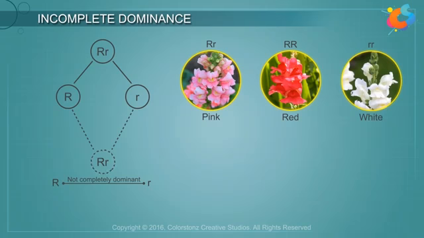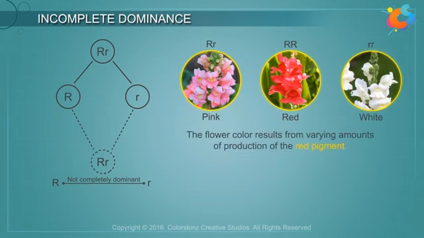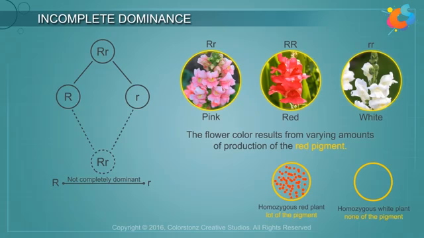In this case, the actual flower color, the phenotype, probably results from varying amounts of production of the red pigment. The homozygous red plant produces a lot of the pigment. The homozygous white plant produces none of the pigment, and the heterozygote produces half as much as the homozygous red.